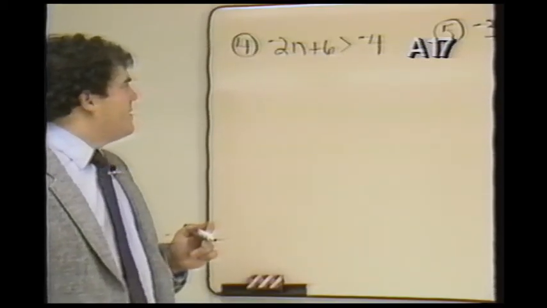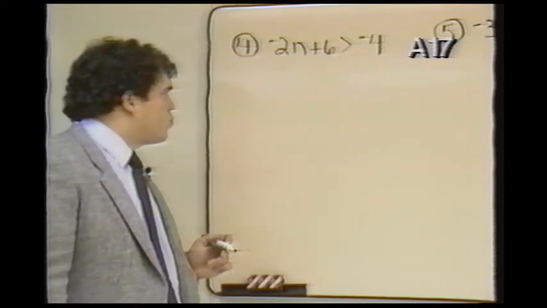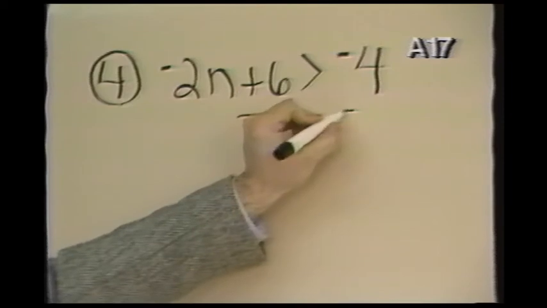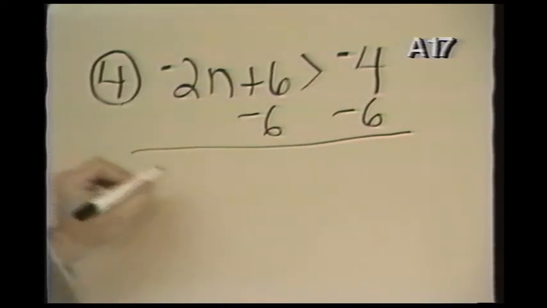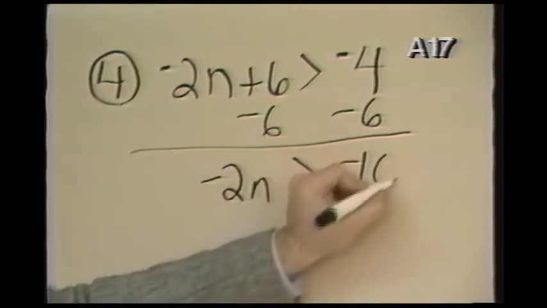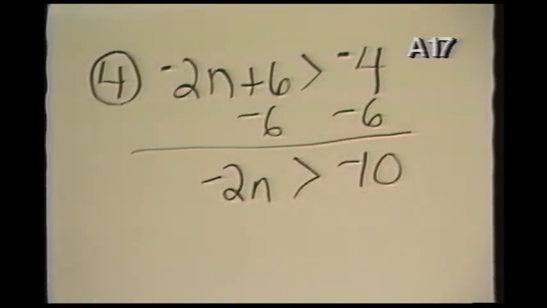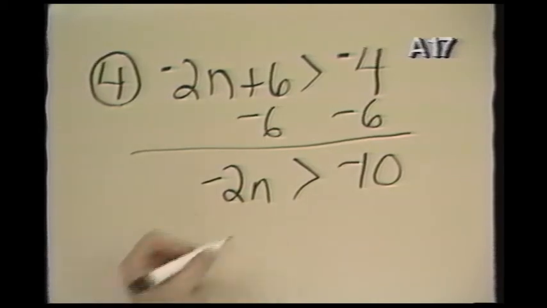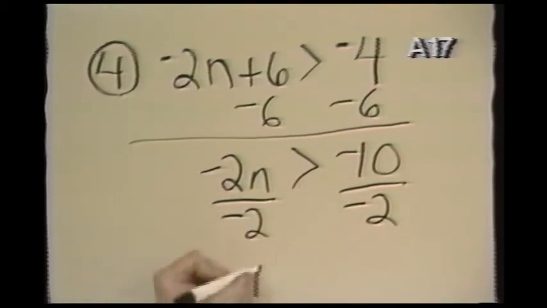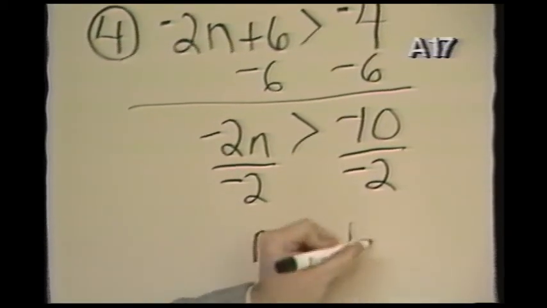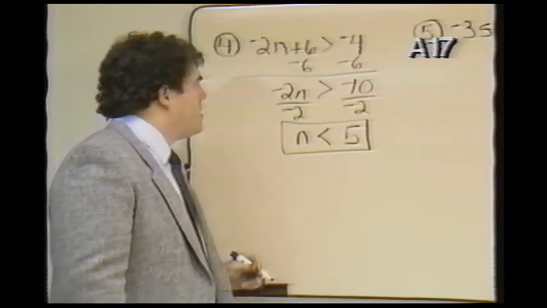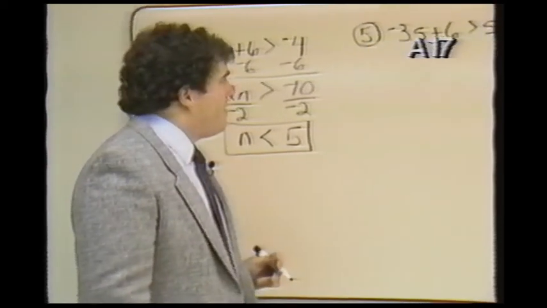Problem number 4. Negative 2n plus 6 is greater than negative 4. We've got to subtract 6 from each side, and we'll get negative 2n is greater than negative 10. Now I divide each side by negative 2. And what happens? n is less than 5.